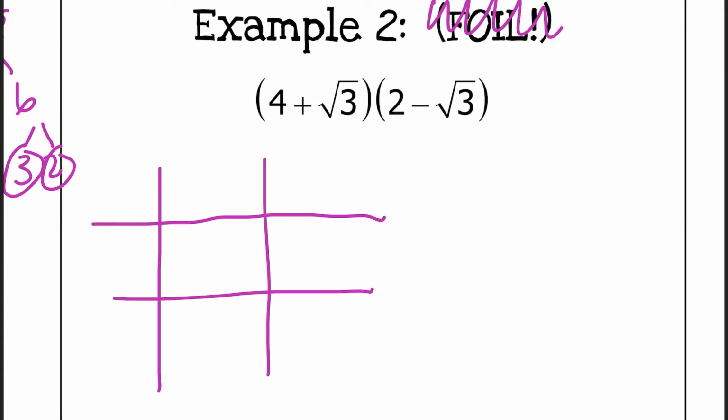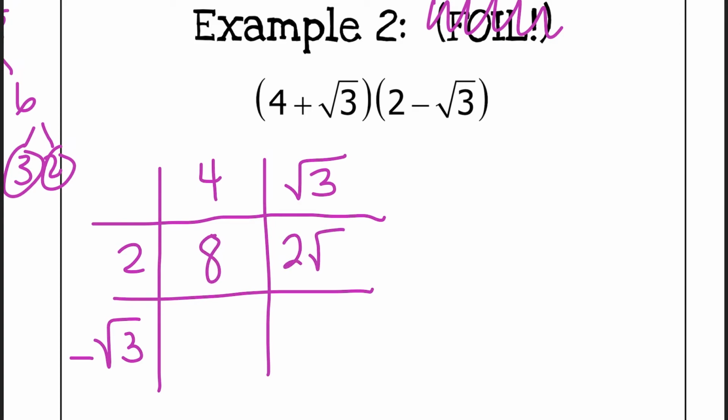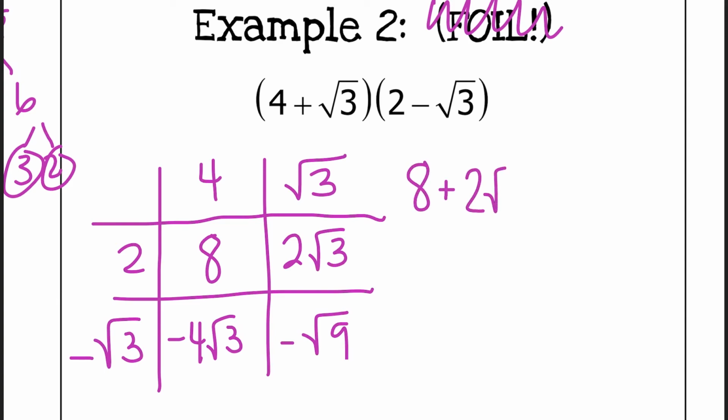So I have 4 square root of 3, 2 negative square root of 3. 2 times 4 is 8. 2 times square root of 3 is 2 square root of 3. 4 times negative square root of 3 is negative 4 square root of 3. And negative square root of 3 times positive square root of 3 is negative square root of 9. We're going to write it out. And we're going to simplify.